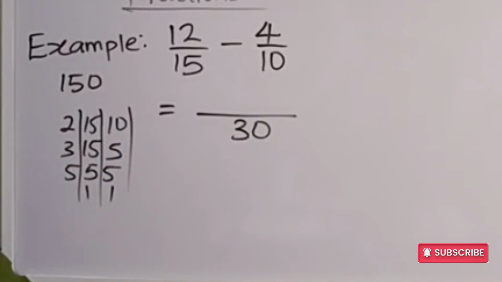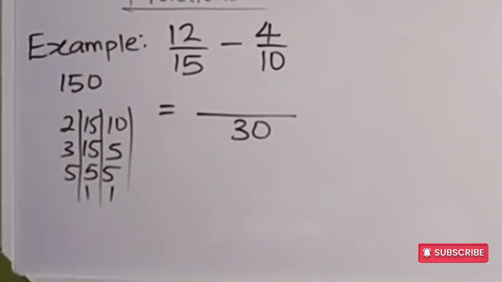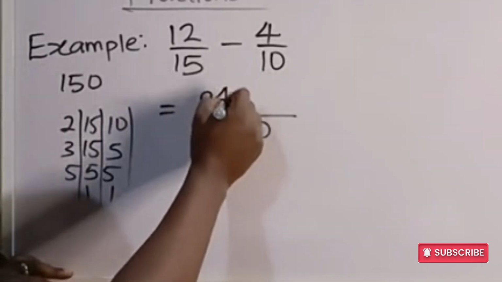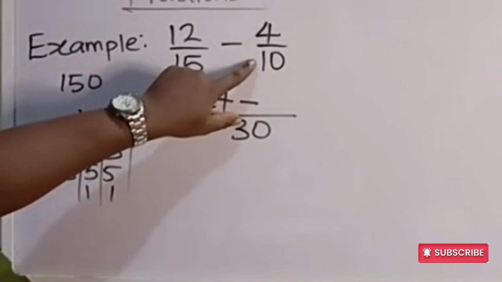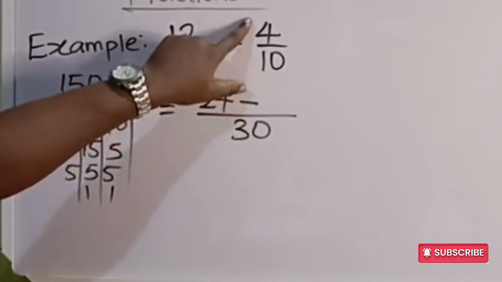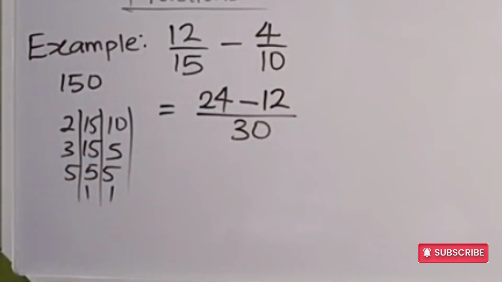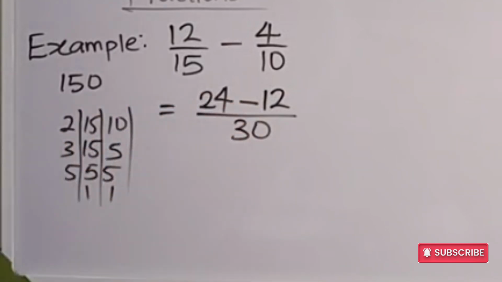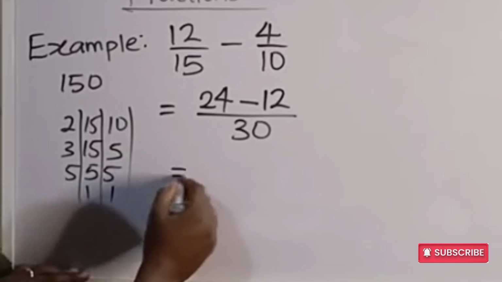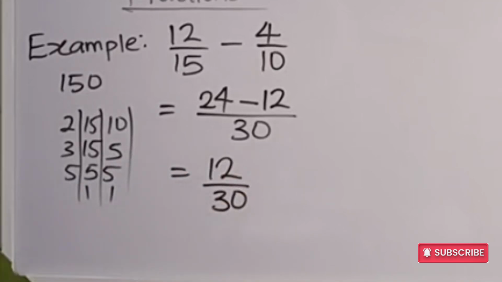Okay? So now we do 30 divided by 15, that gives us 2. 2 multiplied by 12, that gives us 24. Minus 30 divided by 10, that gives us 3. 3 multiplied by 4, that gives us 12. Okay? So now we can subtract 24 minus 12, that gives us 12. So we have 12 over 30.